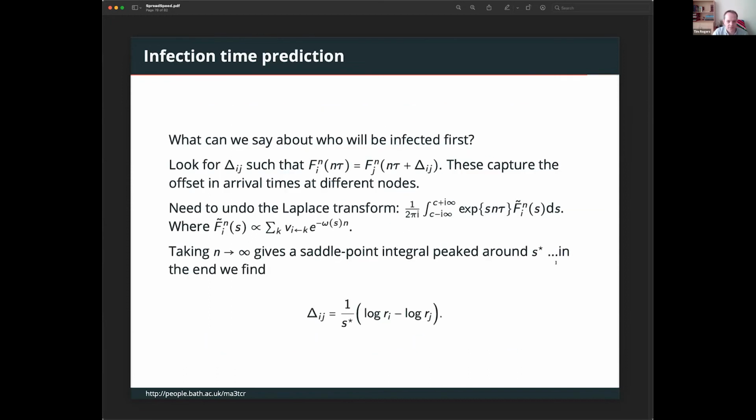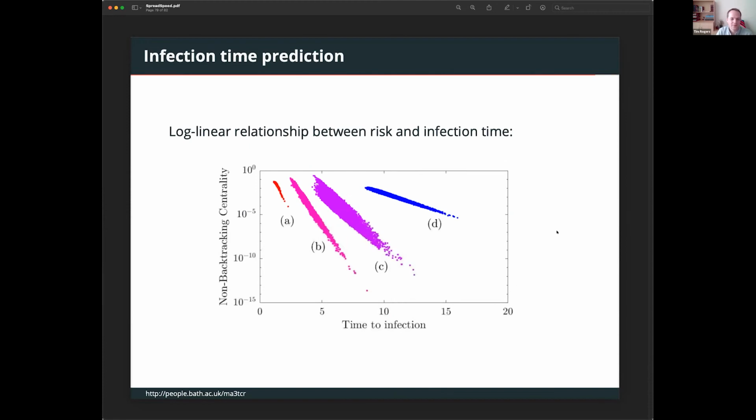And I'll blast through this, but another final result then is who is going to get it first. And again, it turns out to be exactly the same result as for risk, only it's a log linear relationship. So I previously showed you how you could calculate a number that codifies the risk of a particular vertex. Turns out if you take the log of that number, that'll give you a very good prediction of when in the epidemic outbreak that node is going to get the disease. So these are a bunch of simulations from different types of networks, always showing this log linear relationship between this centrality quantity that we compute and the time to infection.